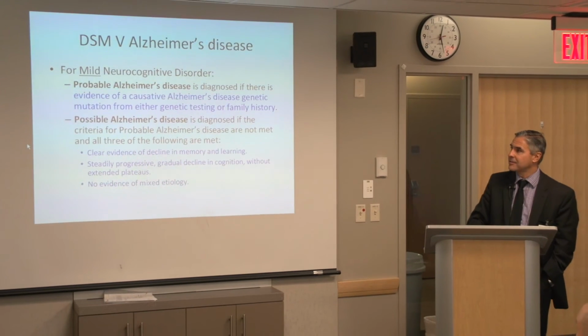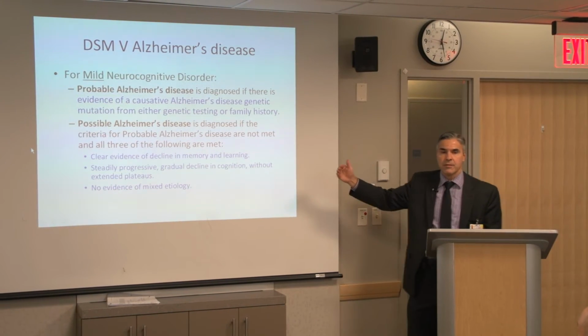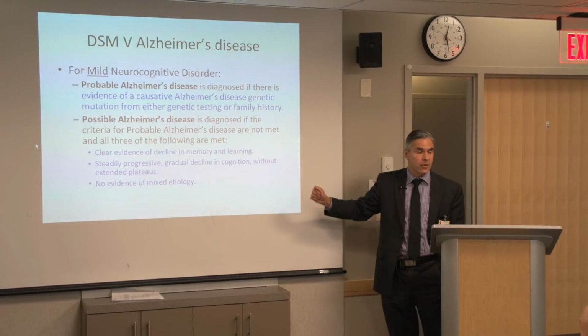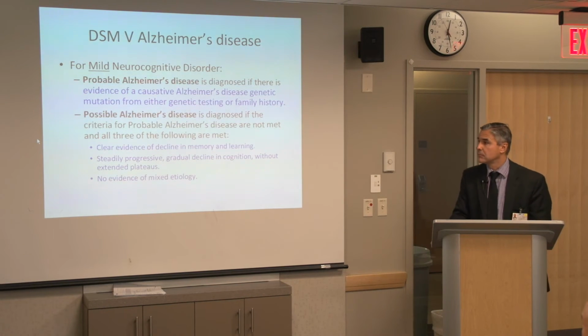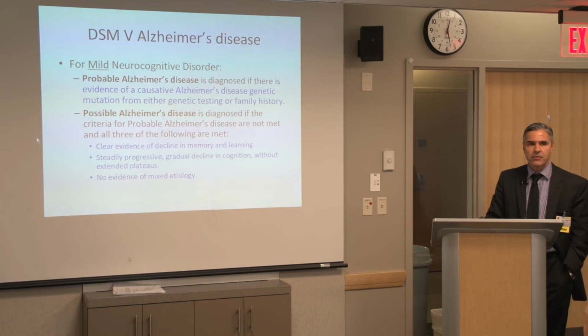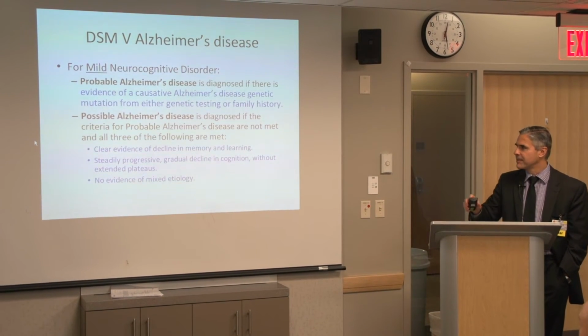And then for the mild neurocognitive disorder, you can still say probable and possible, but the criteria for probable and possible are different when it's mild cognitive impairment or mild neurocognitive disorder. And mild neurocognitive disorder is always G-coded. Right, Sandy? You know that. You're diagnosing dementia all the time.